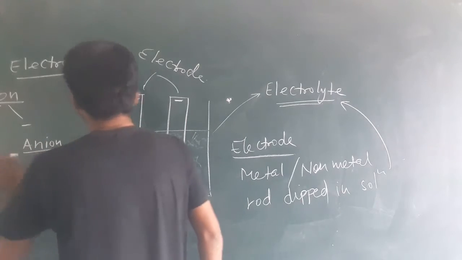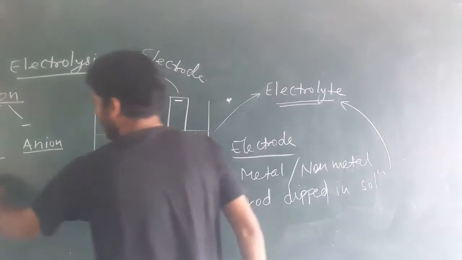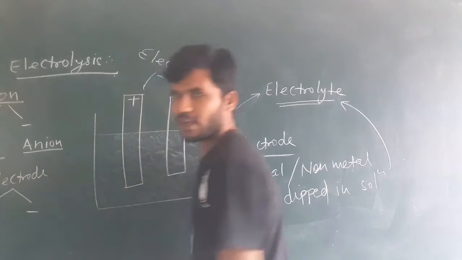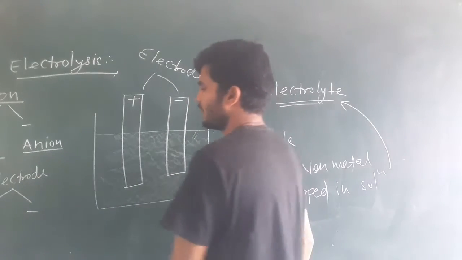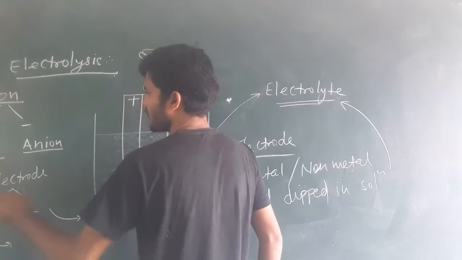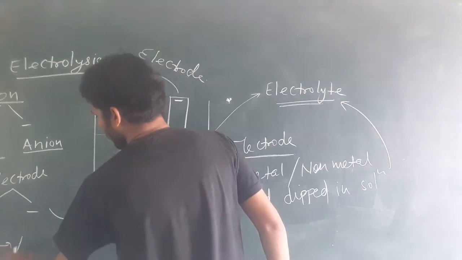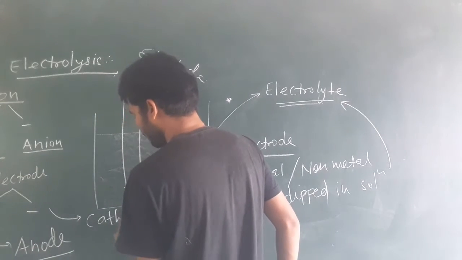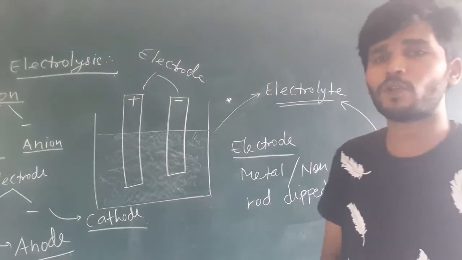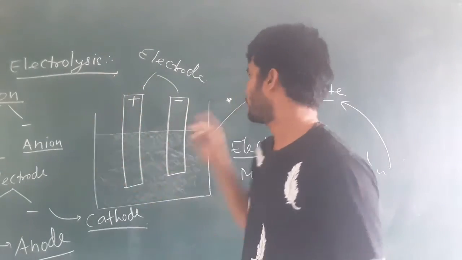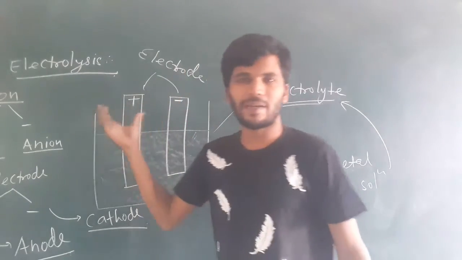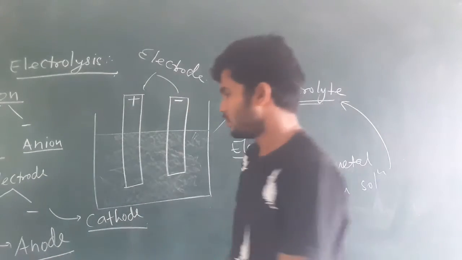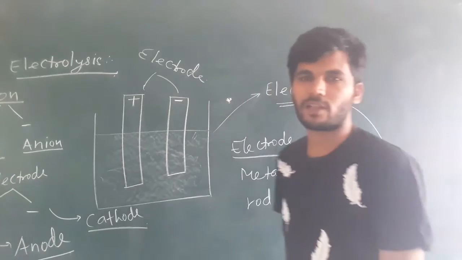So similarly, here we have electrodes. In electrodes also there are two types: positive electrode and negative electrode. That positive electrode is called the anode and the negative electrode is called the cathode. So up to now in electrolysis we have the electrolyte and electrodes too. They can be metal or non-metal, positively charged and negatively charged. The positively charged one is called the anode and the negatively charged one is called the cathode.